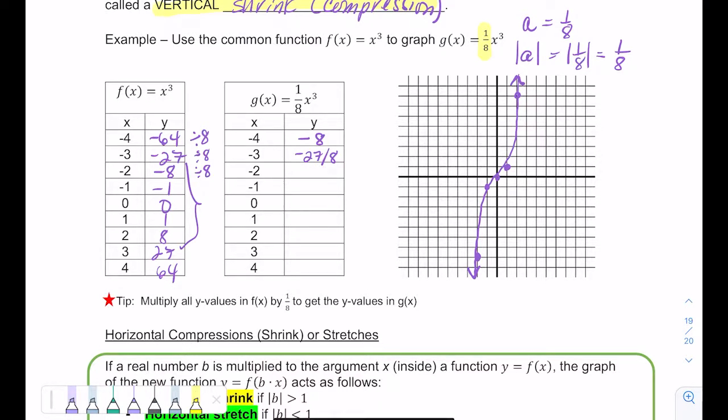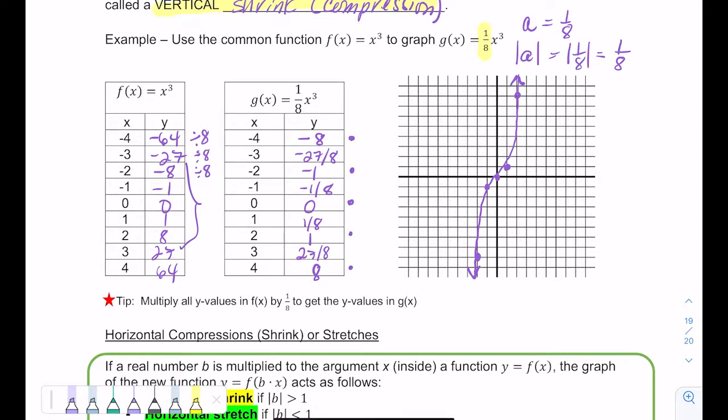That's wrong. That should be -8/8, so that's -1. And then -1/8, we're going to not graph that one. 0/8, 1/8, 8/8, 27/8, and 64/8. Okay, so I'm only going to pick and choose. Like, this is a good one to graph. These are all good ones, the ones I'm putting dots next to.